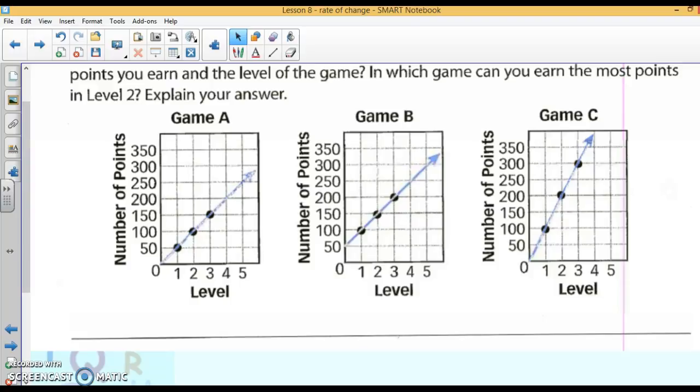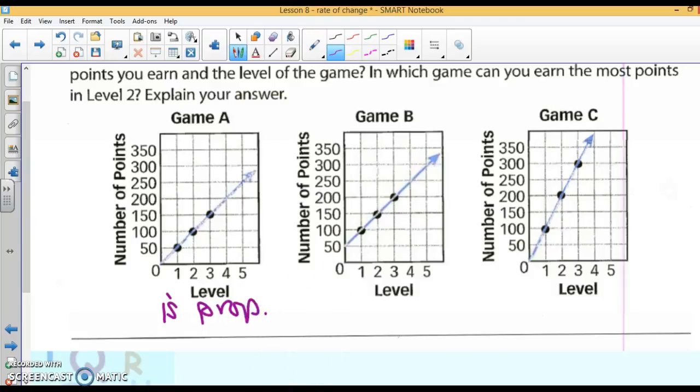All right, well, first of all, let's take a look at which graphs are proportional. Remember, a proportional graph is a graph that is a straight line through the origin. A, straight line through the origin, so this one is proportional. Okay, game B, it's a straight line, but it does not go through the origin, so it is not proportional. And game C again is a straight line through the origin, so it is proportional.